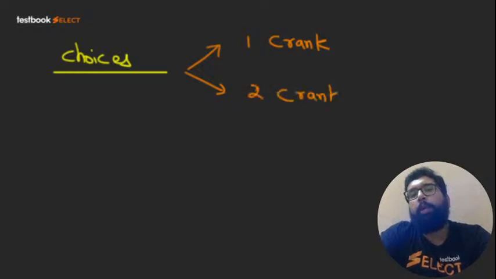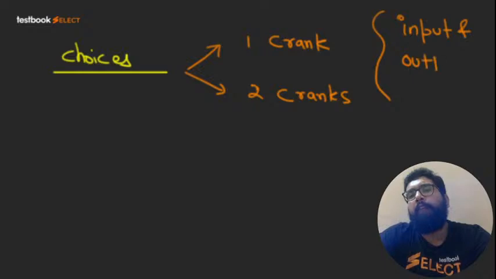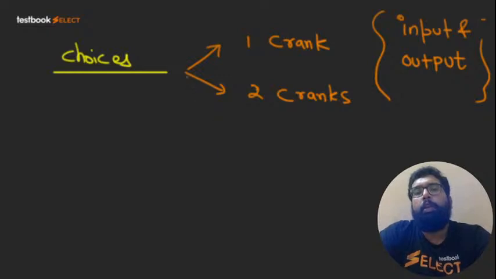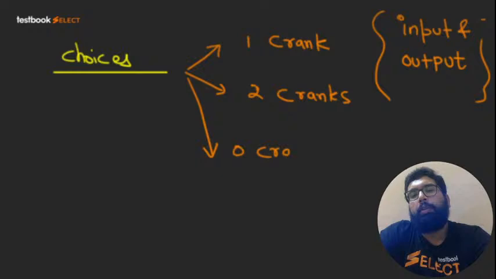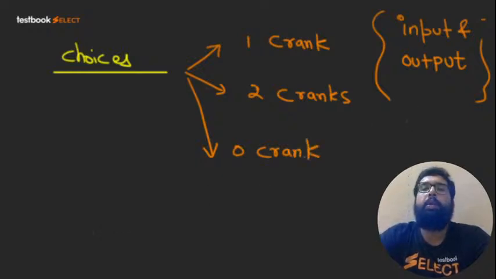And when we talk about cranks, beta, I keep telling you this, we are only interested in input and output. We have no interest in the coupler whatsoever. From the very first day I am telling you that the whole game of the machine is about input and output. When I say what choices we have, we have the choice of getting one crank, we have the choice of getting two cranks, and even if we want, we have the choice of getting no crank.